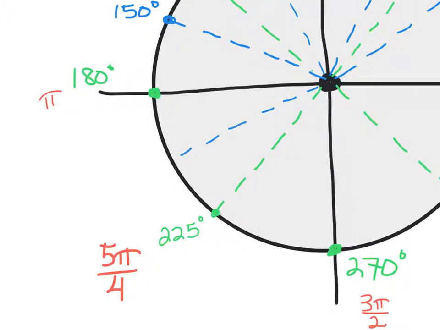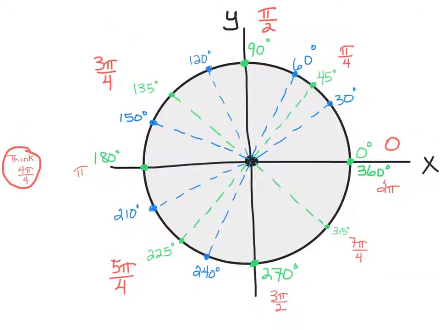And this degree measure is 30 degrees away from 180, but it's 180 plus 30 this time, so it'll be 210. And the angle that has a reference angle of 60 degrees in the third quadrant is 180 plus 60, and so that's going to be 240 degrees. So there's your third quadrant angles.